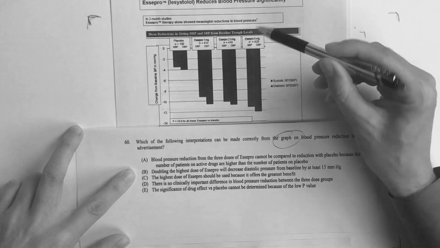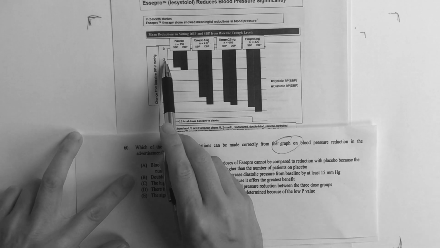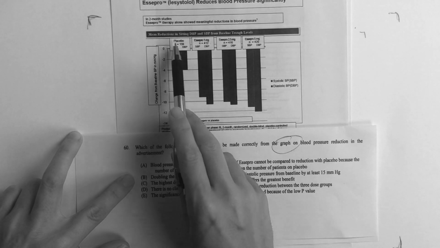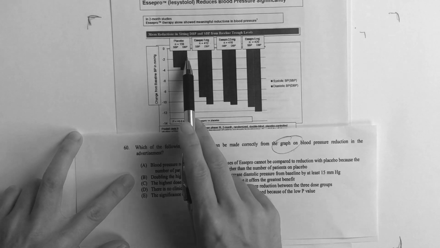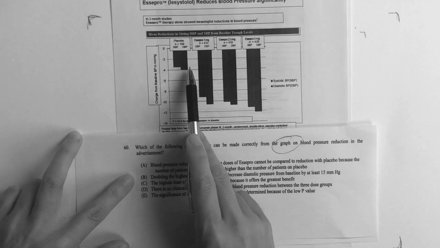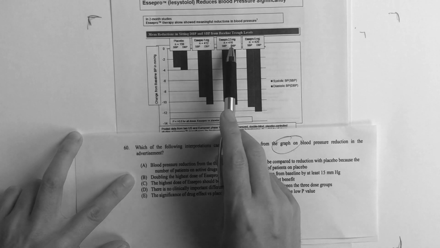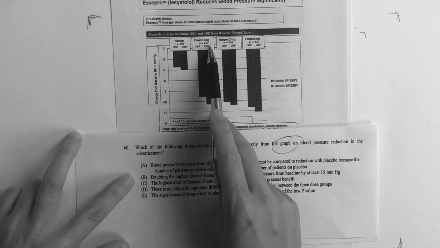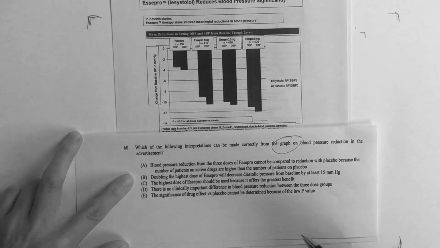So we're just reading this graph. The graph says how many points less it went down when you took placebo. Of course, when you're seated or something, it went down systolic a little over 3, diastolic over 4. But when you took this medication, systolic went down 9, and diastolic went down 10 on that dose, and so on.